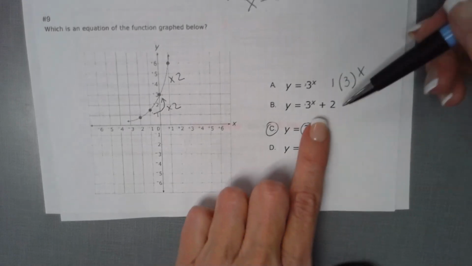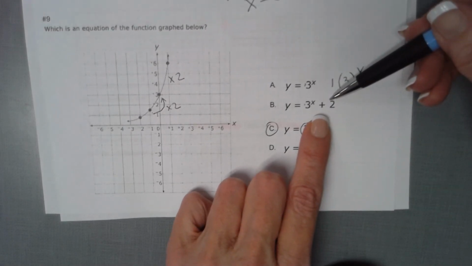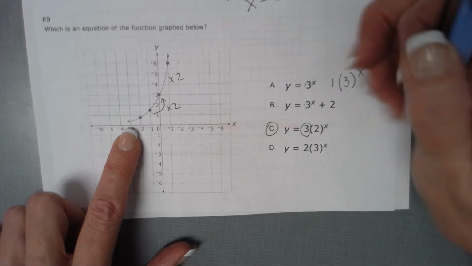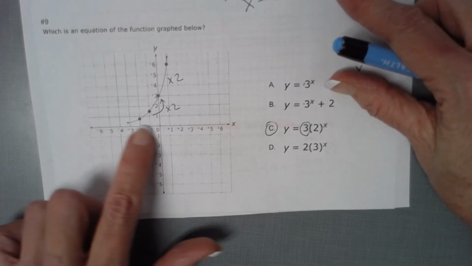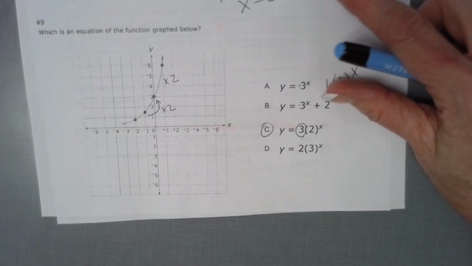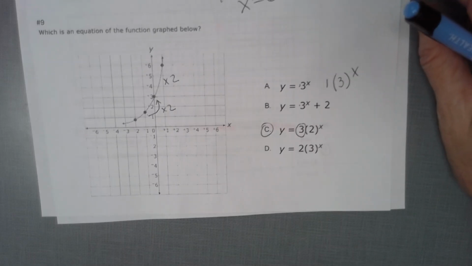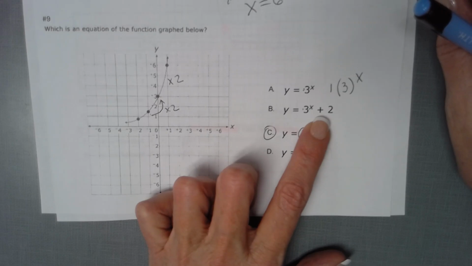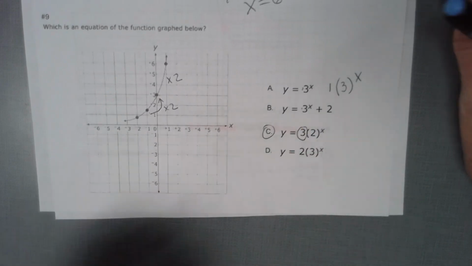By the way, just so you know, this plus 2 will lift this asymptote up 2 places. In other words, the asymptote right now heads to 0. It literally would go up to 2. That whole graph would go up 2. Yes? Okay. So letting you know, this would lift the whole graph up 2 slots.